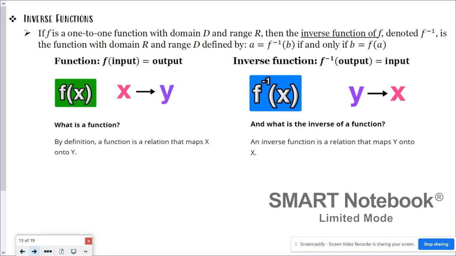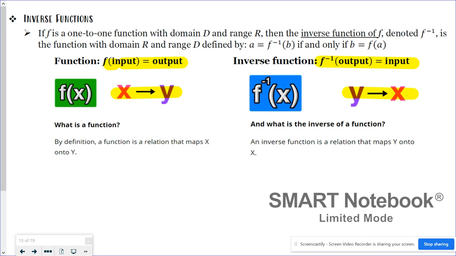Where basically it maps the input to the output in a regular function. And we know that in an inverse function, these two things are switched. So notice with the inverse notation, the input and the output quantities have switched. A regular function takes x and maps it onto y, and an inverse function will take a y value and map it onto x. So the x and y switch places.